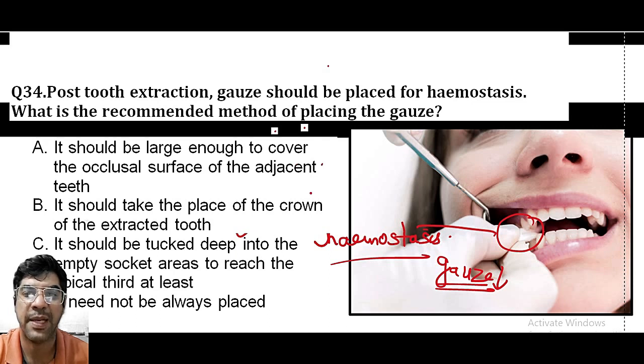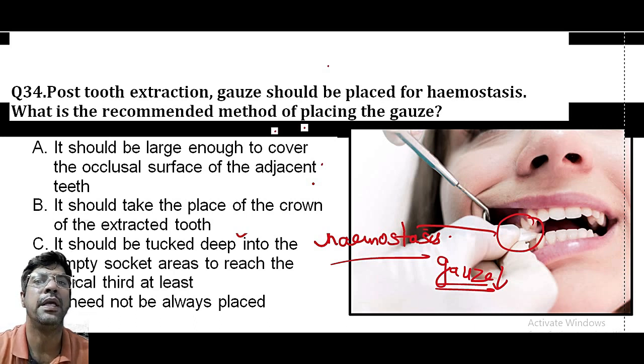If the gauze is placed on the occlusal table, the pressure applied to the bleeding socket is insufficient to achieve adequate hemostasis. So that is why the answer is B.